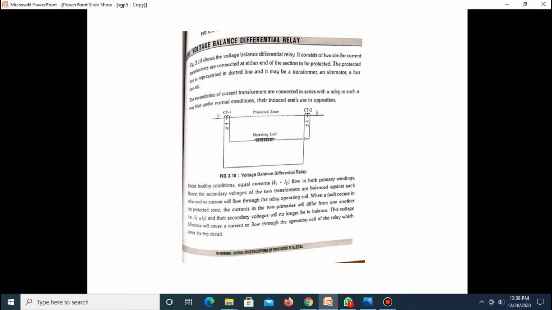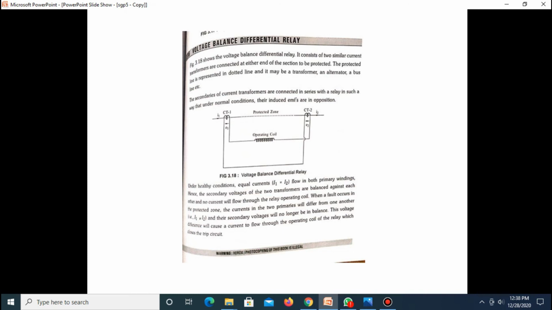When a fault occurs in the protected zone, the two currents of the transformers are different: I1 is not equal to I2. The currents in the two primaries differ from each other, so the secondary voltages are no longer balanced. The voltage difference occurs between the two transformers. In this case, the relay sends the signal to trip the coil and gives the information to the circuit breaker, which opens. This is the voltage balance differential relay.